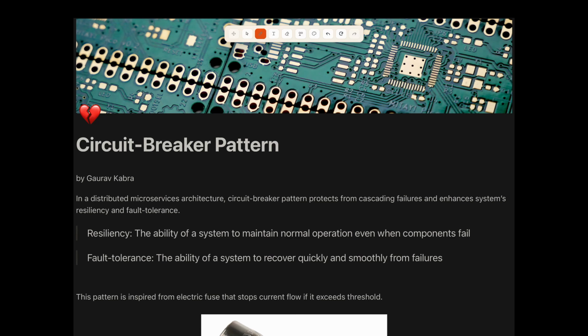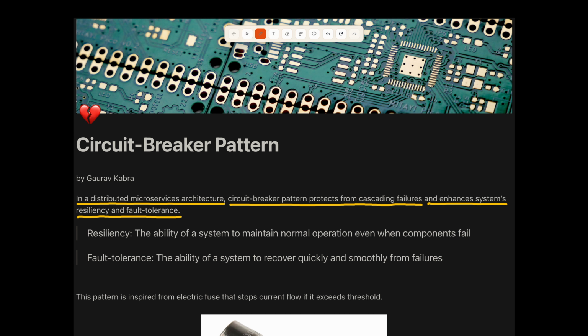Hello everyone. In this video, we will be discussing circuit breaker pattern. In a distributed microservices architecture, circuit breaker pattern protects from cascading failures and enhances system's resiliency and fault tolerance. Lot of things in one sentence itself. Let's break it down first.